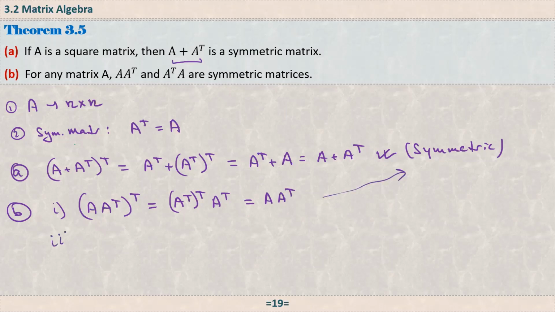And how about the second part? Here we have A transpose A. So if you just transpose this matrix, here we have the transpose of A, the second one, times the transpose of A transpose, because the transpose of A times B equals B transpose times A transpose. So that is equal to A transpose times A, right? So that means that also it is a symmetric matrix.